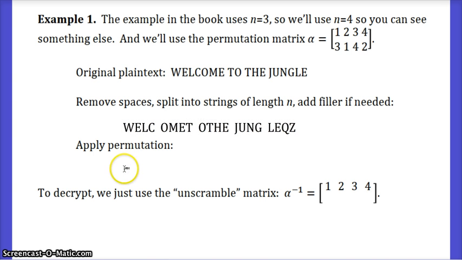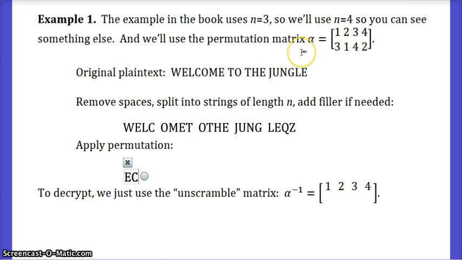In that first string of 4 letters, the first letter goes to the third position, so the third letter is going to be W. The second letter is going to go to the first position, so the first letter is going to be E. The third letter goes to fourth, and the fourth goes to second. So the second letter is going to be C.